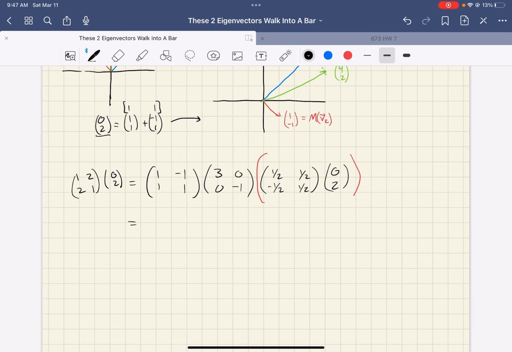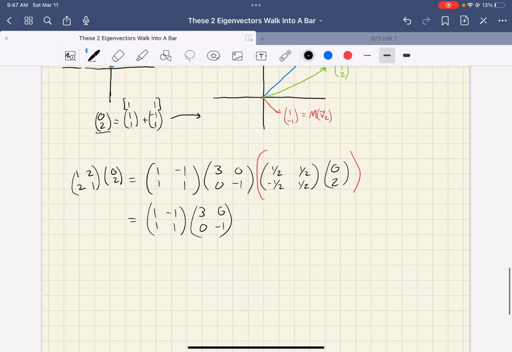So I can copy and paste everything else, minus 1, 1, 3, 0, 0, minus 1. All right, now let's compute this. So I go across a row and down a column. 0 times a half plus 2 times a half. I get 1, which let me actually write it like this. 1. And across a row, down a column, we get 0 plus 1 half times 2. We get 1. So 1. And I'm going to use square brackets just to emphasize what just happened.